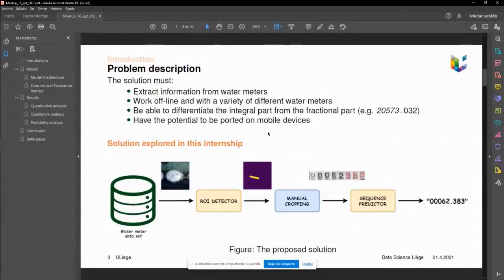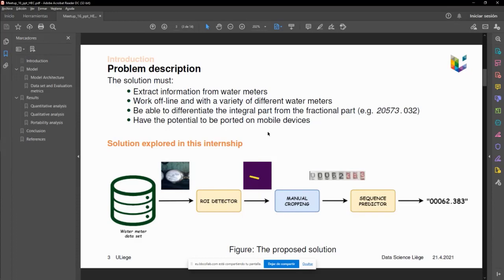Right, so the problem that we are trying to address is that of developing an AI-based solution which could automatically extract information from water meters. That is, it could automatically recognize digits that are within your water meters, and that regardless of the type or the shape of the water meters that you have.